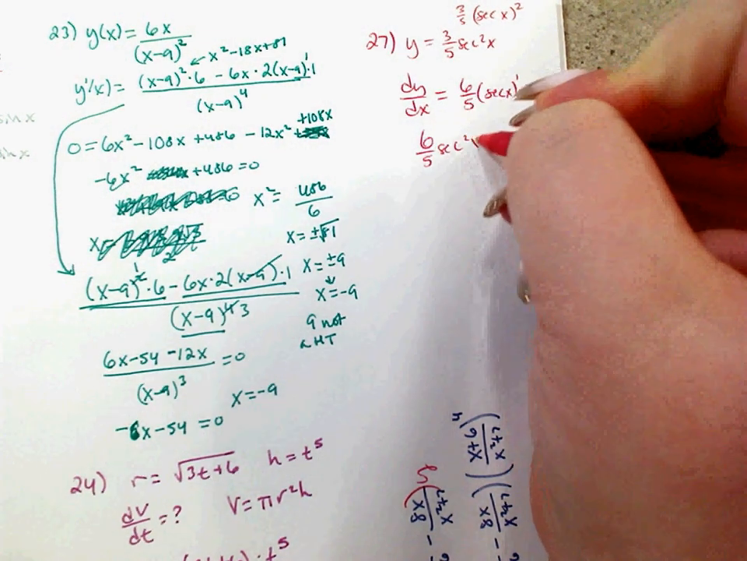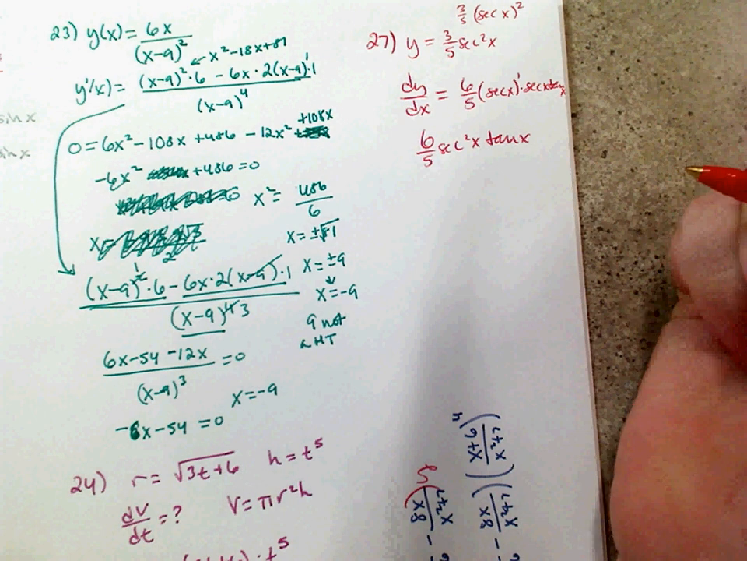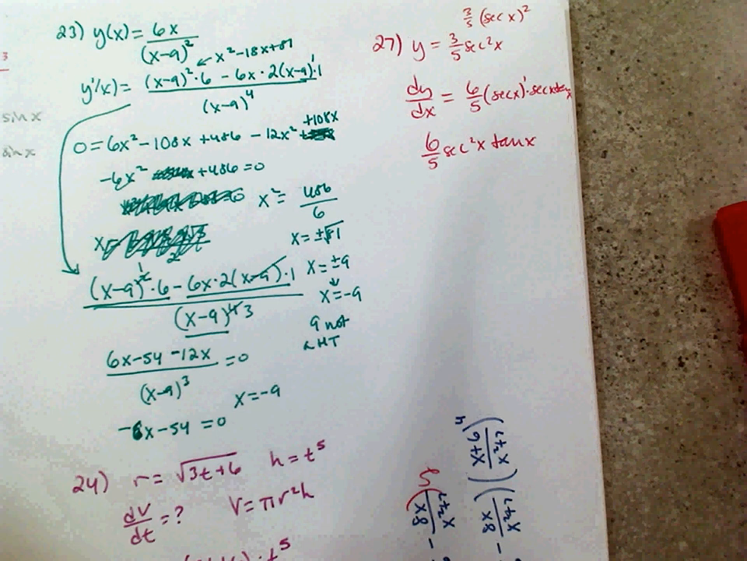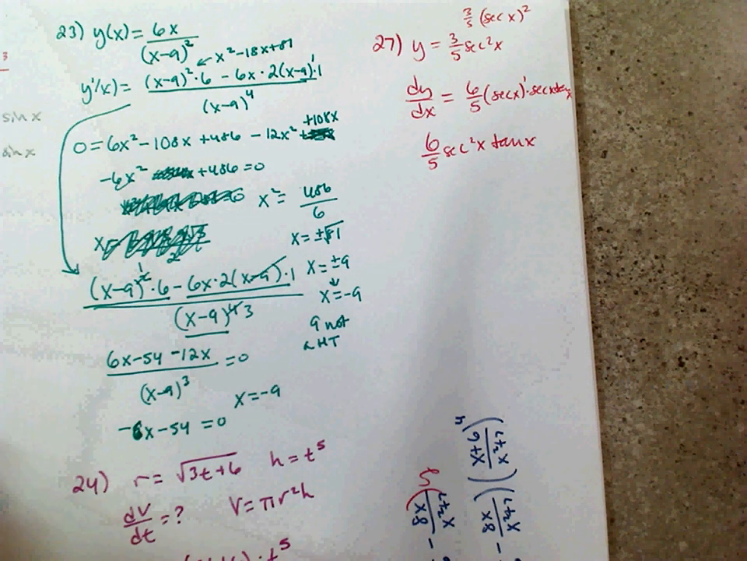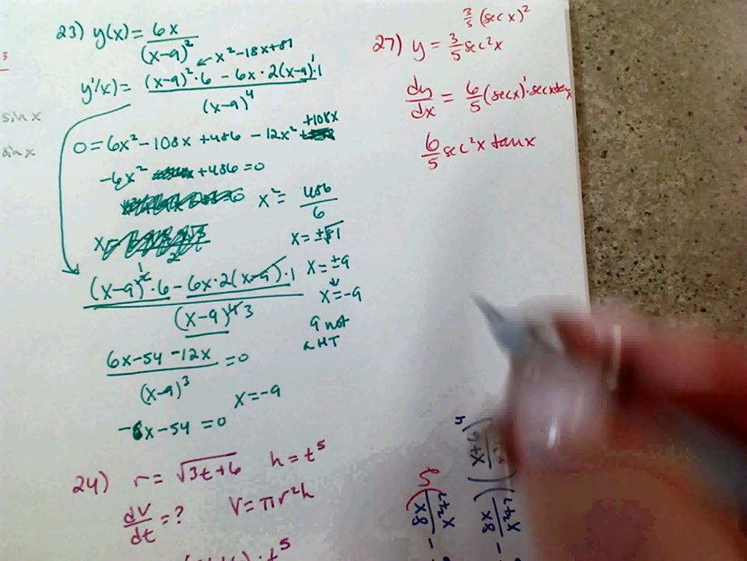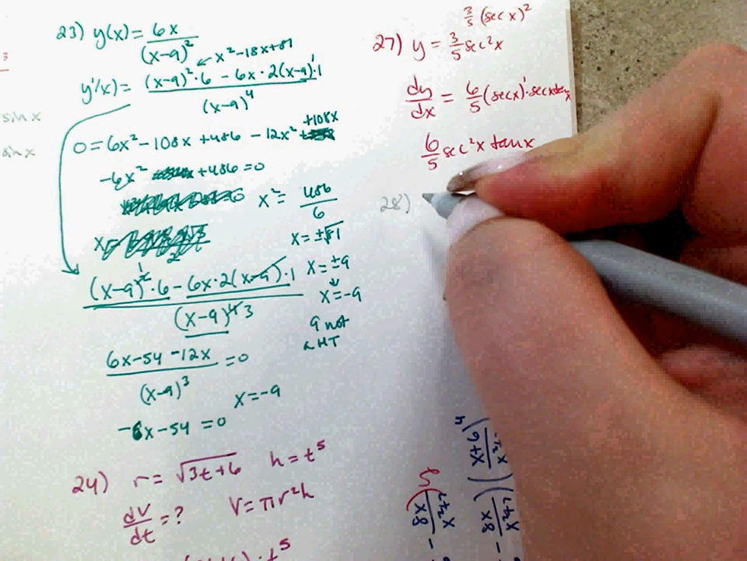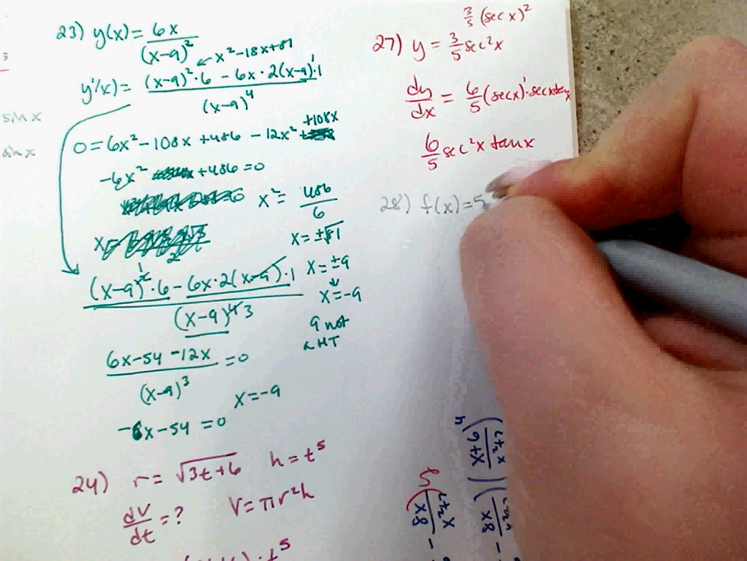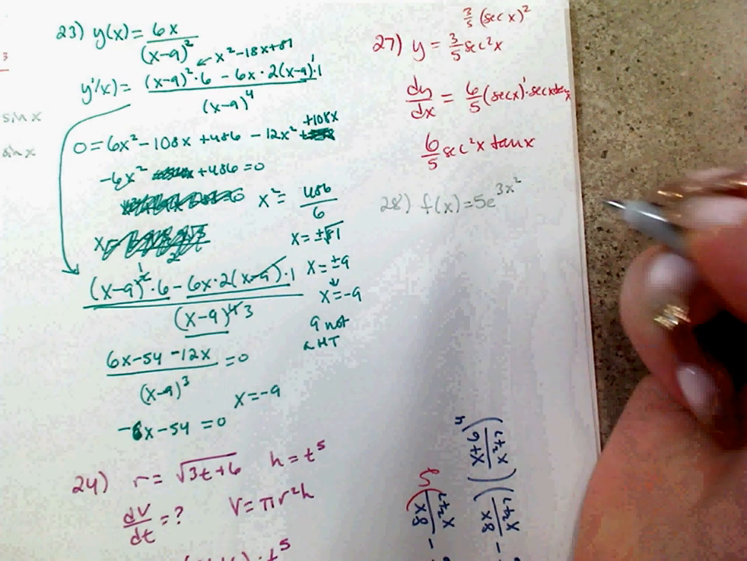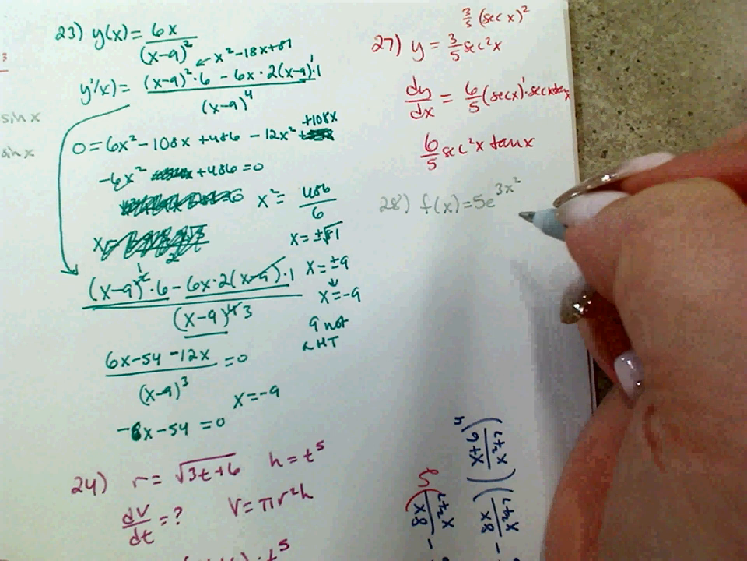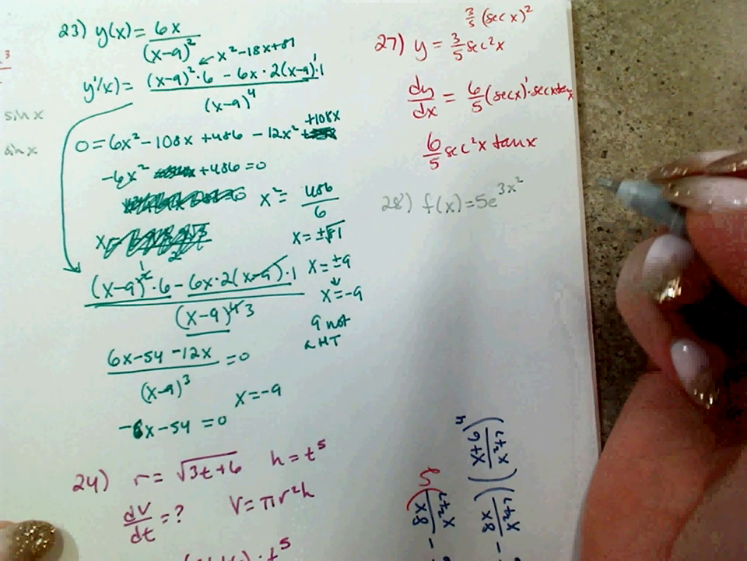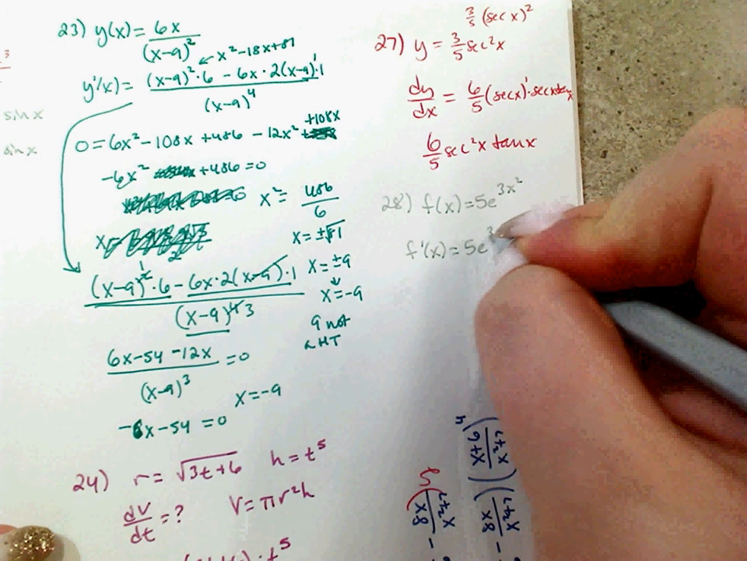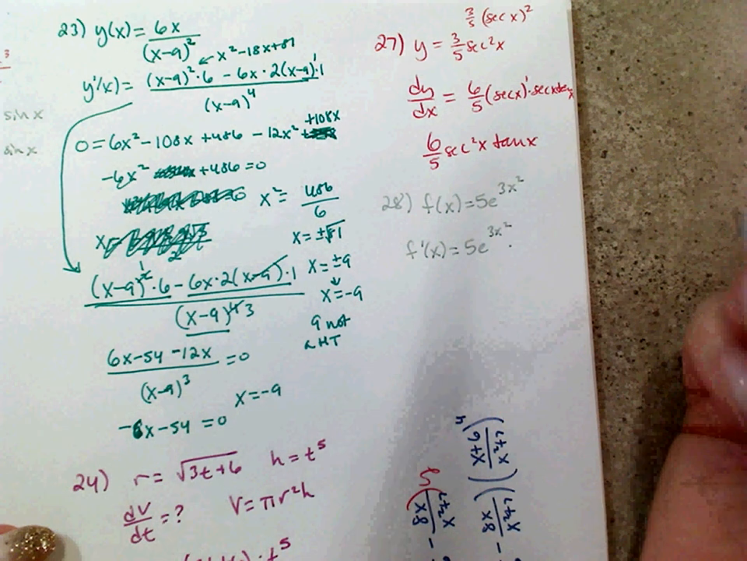28 says find the derivative or differentiate the function f of x equals 5e to the 3x squared. The derivative of e to anything is e to that thing times the derivative of that thing, just chain rule. And there's a 5 hanging out front and it just stays there. So f prime equals 5e to the 3x squared times the derivative of the power of 3x squared. That's 6x, so my final answer is 30x e to the 3x squared. And there we go.